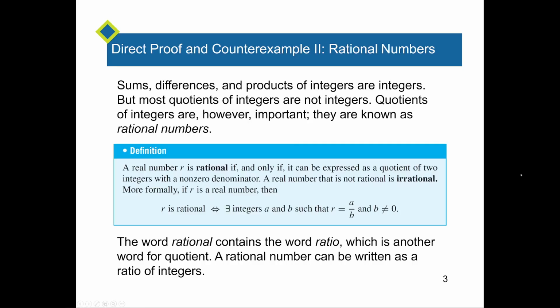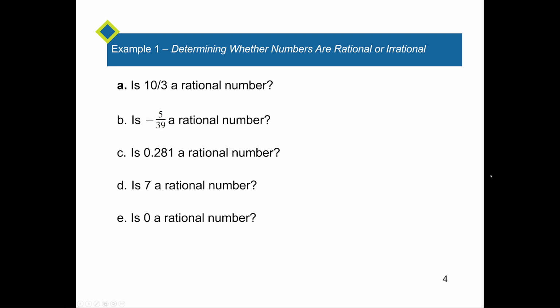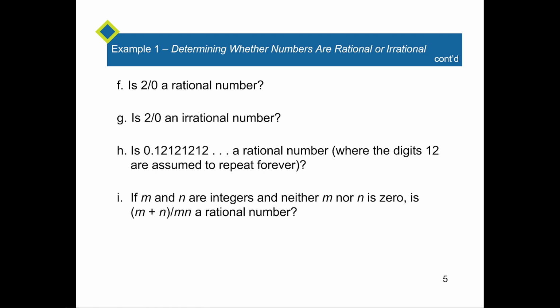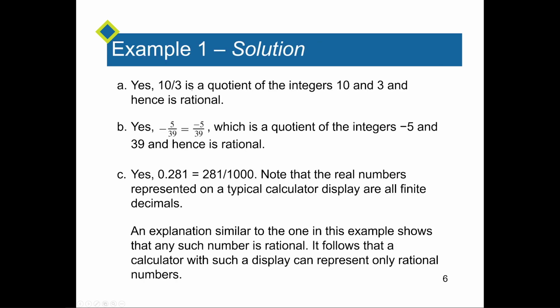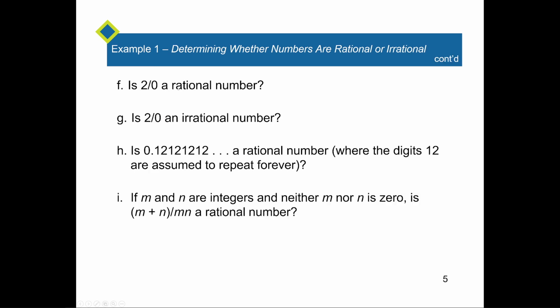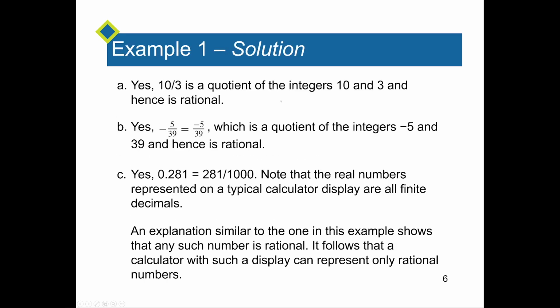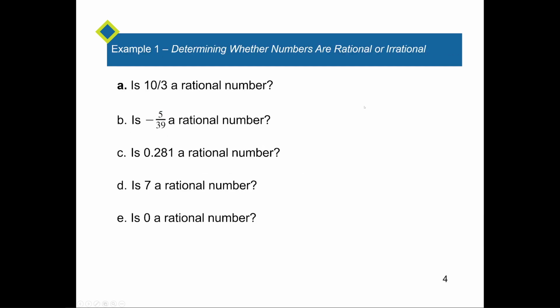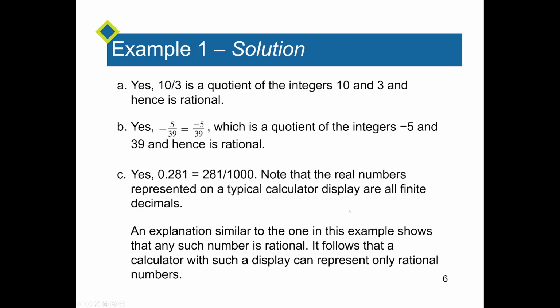The methodology from the previous section is just extended here a bit, but instead of even and odd integers, we're speaking about rational and irrational numbers. Here are some examples of rational and irrational numbers. Is 10 divided by 3 a rational number? Yes, it is, because it can be written in the form p upon q, or a upon b, or whatever you use. What about this one here?